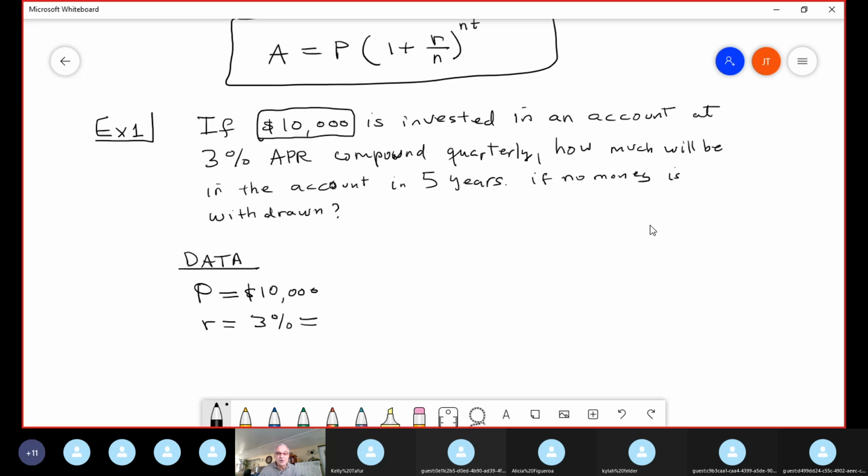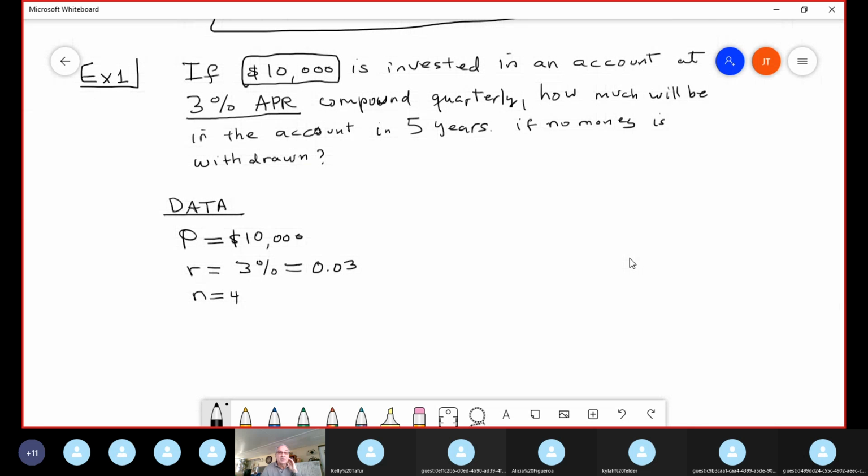But R is 3%. However, in the formula, you never write a percentage. You convert to decimal. You divide by 100, 0.03. Okay, important: APR converted to decimal, divided by 100. Compounded quarterly, N is equal to 4, you know. So my money increases 4 times in 1 year. The retirement account in Miami-Dade College sends me, every 3 months, the statement of my money.